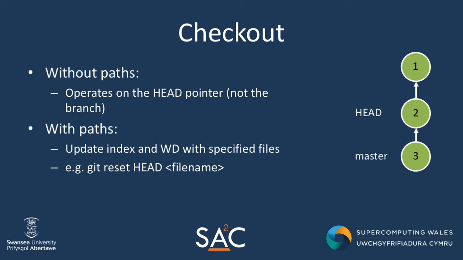Checkout, similarly, without paths, it operates on the head pointer, not the branch. So if I did the same thing with checkout, head would move back 1, but master would stay in the same place. That's conceptually the difference. With paths, it works a little bit differently, which I think is probably where the confusion comes from, because you have the same command that does two fairly unrelated behaviours. It updates the index and the working directory of the specified files. Part of me feels that it might have made more sense to have them with different names, but once you know it, you know it.